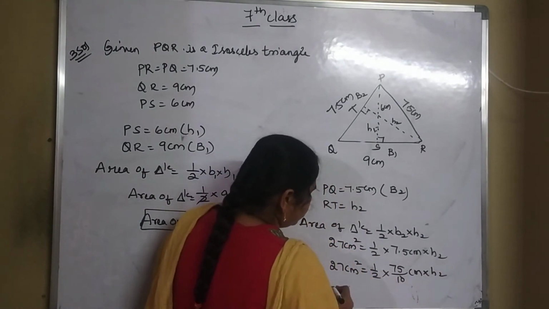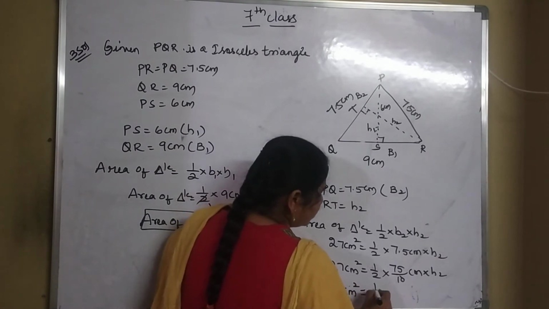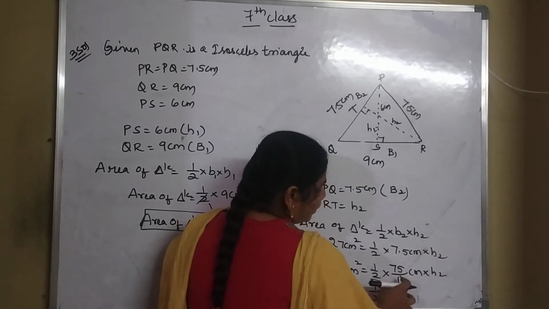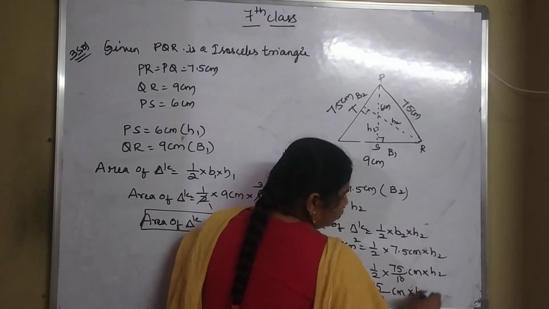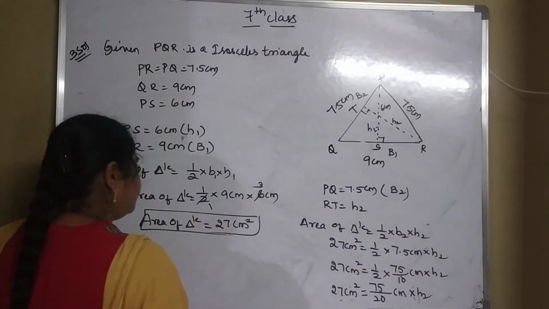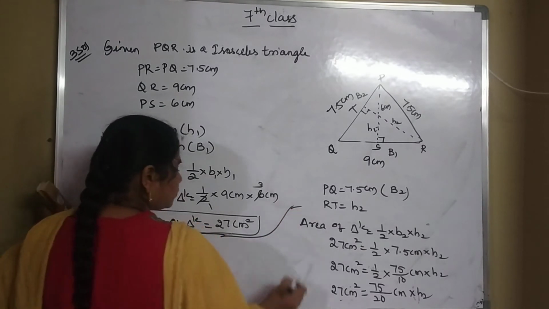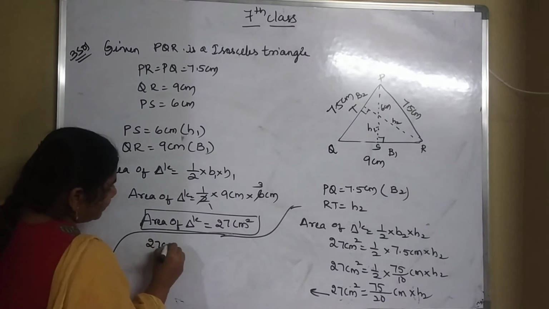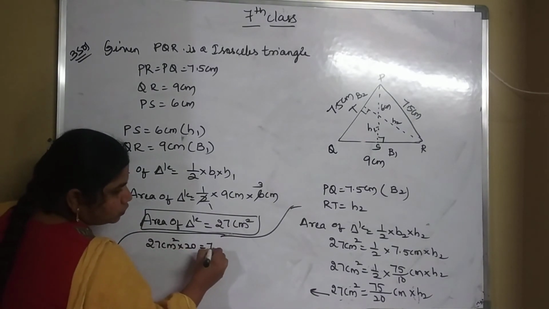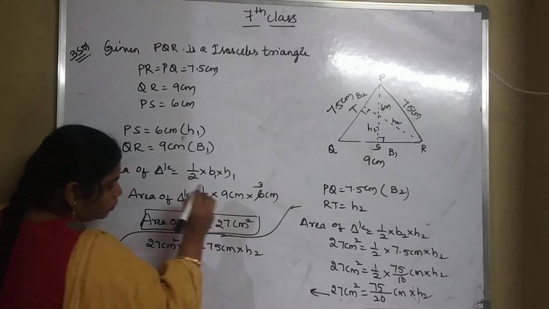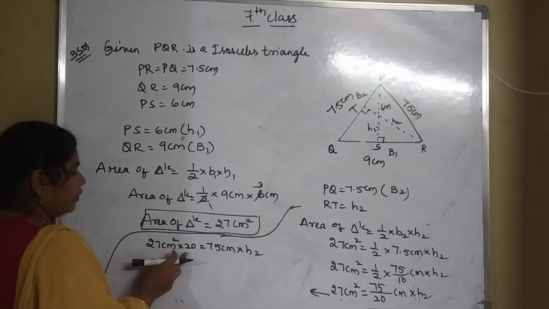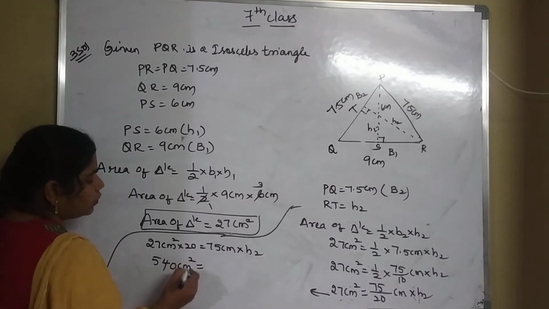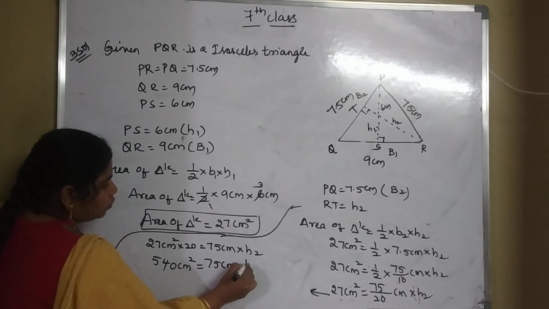Now you multiply these two. So 27 centimeters square is equal to 1 into 75 will be 75, 2 into 10 will be 20 centimeters into H2. Okay. So now transpose this 20 to the other side. So it will be 27 centimeters square into 20 is equal to 75 centimeters into height 2. Now if you multiply these two, that will be 540 centimeters square is equal to 75 centimeters into height 2.